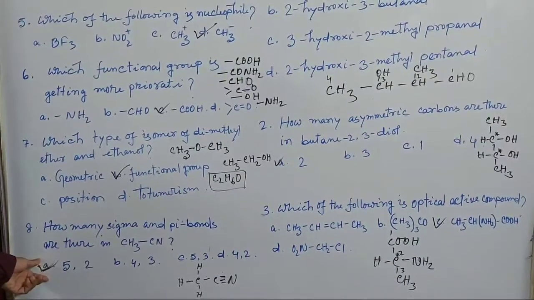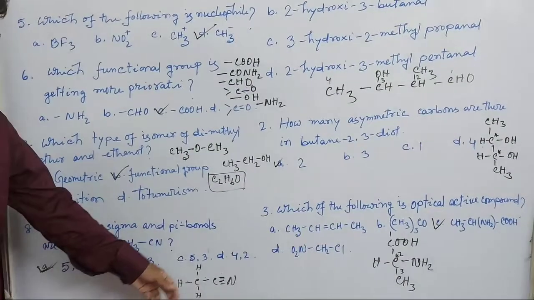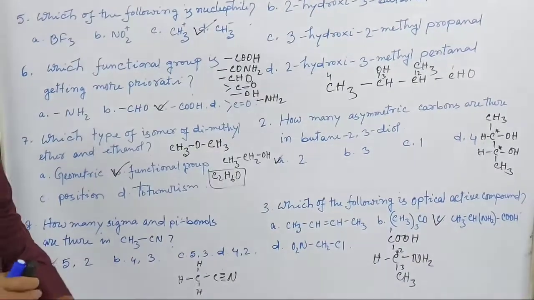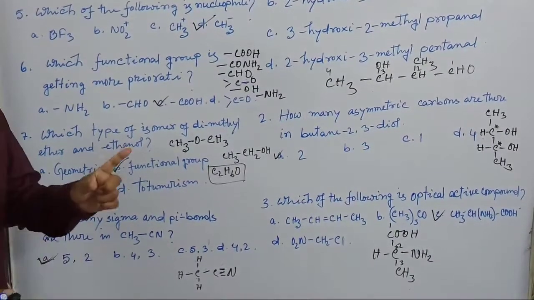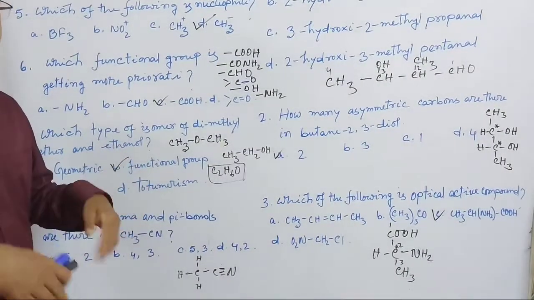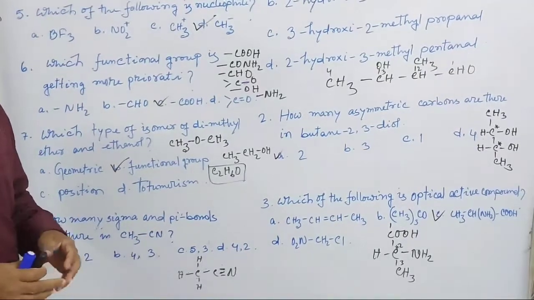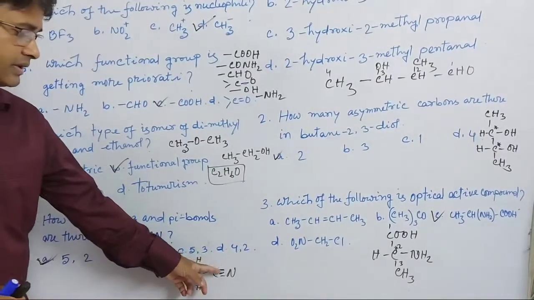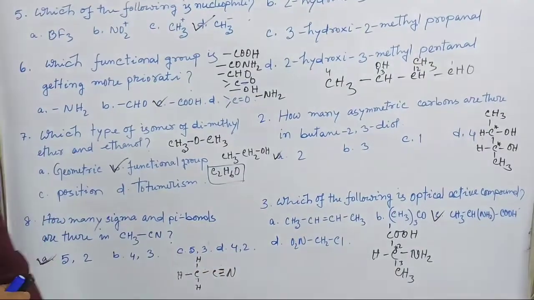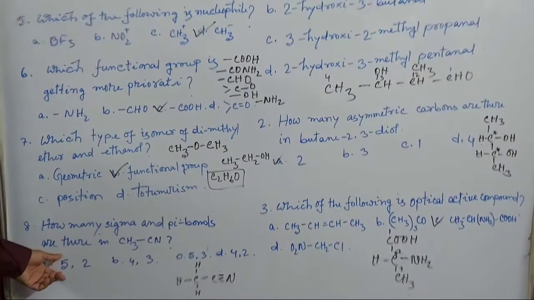Dear students, it is stated that all single bonds are sigma bonds, and if there is more than one bond, the first one is a sigma bond and all the other bonds will be pi bonds. Here the first one is a sigma bond and the other 2 bonds are pi bonds. That's why the correct answer is 5 sigma bonds and 2 pi bonds.